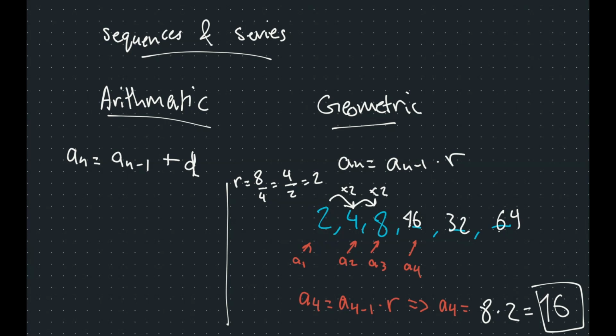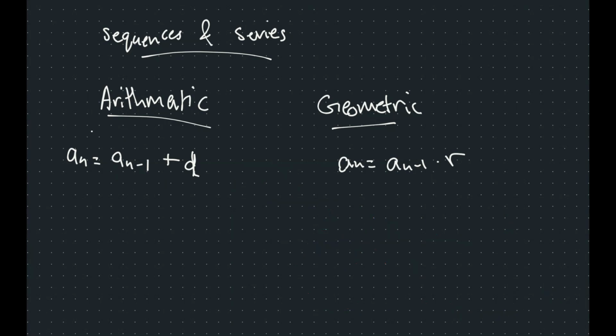So this is a recursive formula. And again, what does a recursive formula mean? It basically means that you get the next term based on the term that is before it. This is a recursive formula. So again, this is the recursive formula. And this is also recursive, of course.